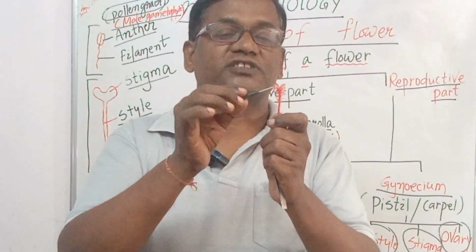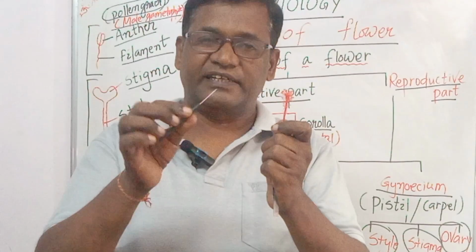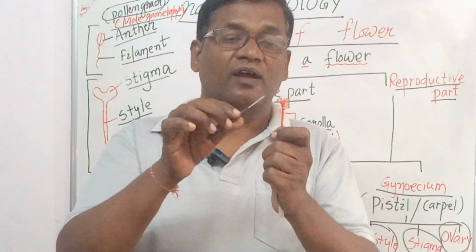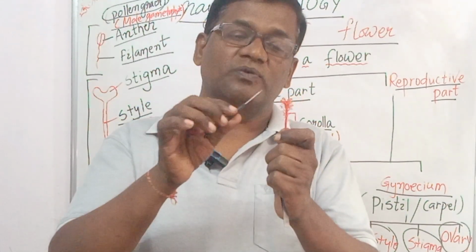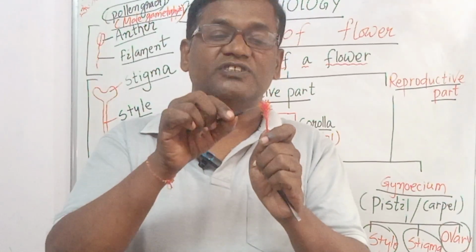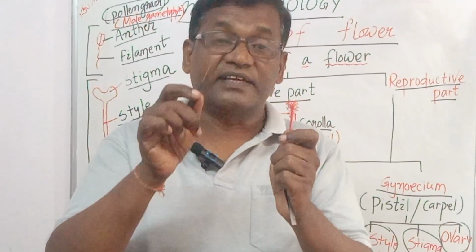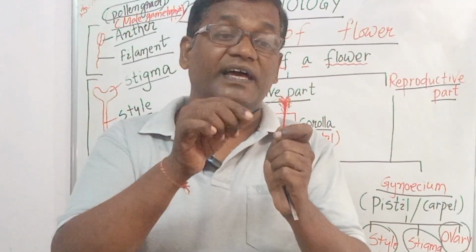You see here, in hibiscus we are not getting the pollen grains very frequently, but in some flowers you will get dust-like powder coming out from the anther, and that is called the pollen grain. Pollen grains are coming out from the anther.